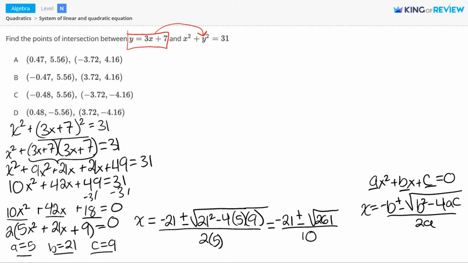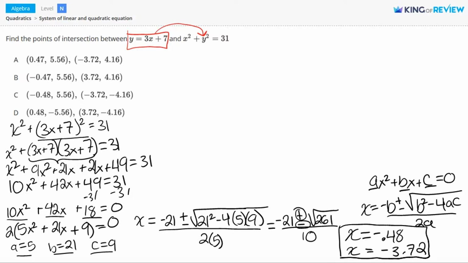So we're going to have two answers for x. One will be calculated using this plus sign, and the other is calculated using the minus sign here. So use your calculator to enter these values in and solve for x. The first value of x is x equals negative 0.48. And we get x equals negative 3.72. So these are the two x values. These represent the x-coordinates of the points of intersection.